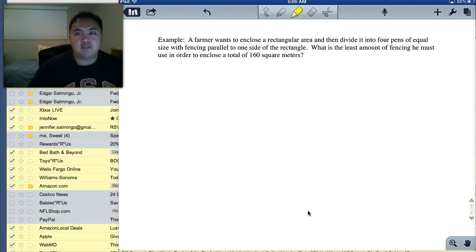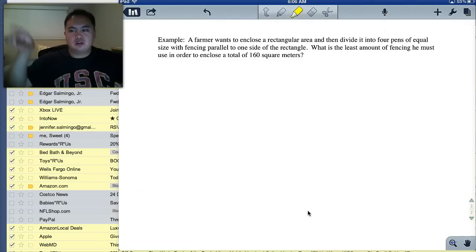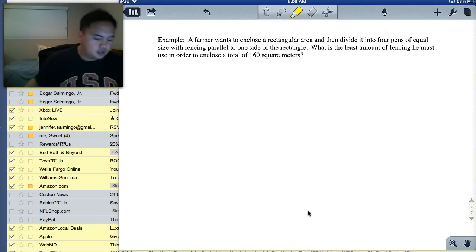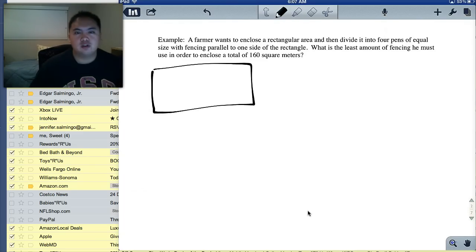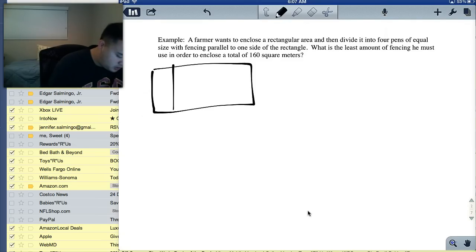What is the least amount of fencing he must use in order to enclose a total of 160 square meters? So a farmer, rectangular area, wants to put fencing around it and have 4 different pens for, say, 4 different animals. Step 1, in case you forgot, is always draw a picture. So here's my picture. He wants to enclose a rectangular area, and he wants 4 equal pens. So 1, 2, 3, and 4.